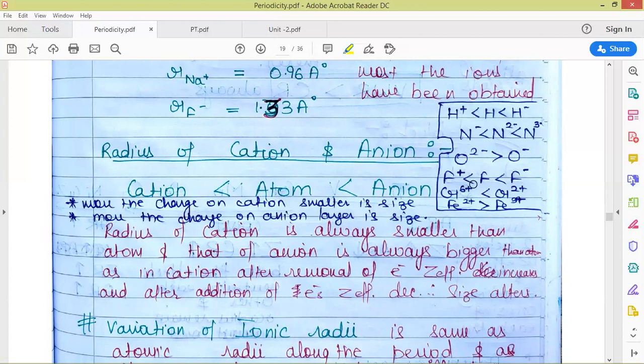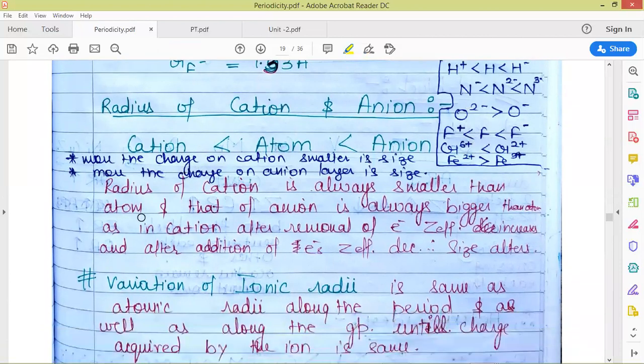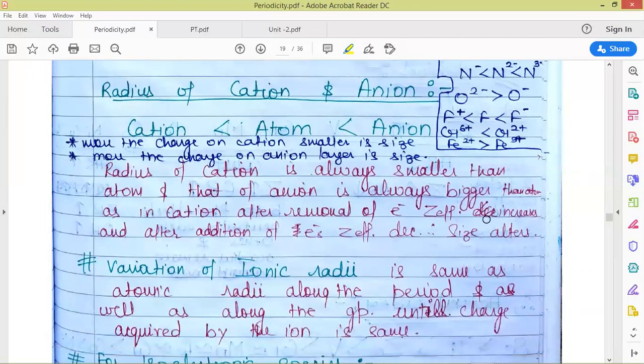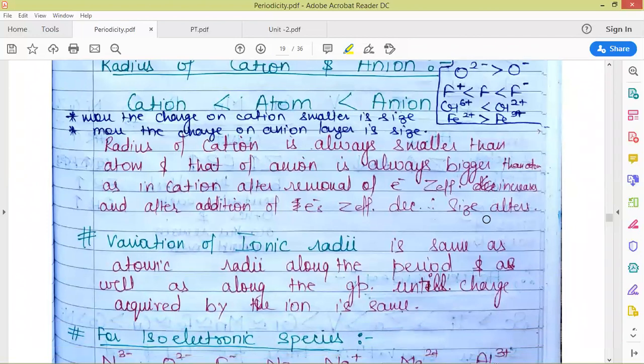So from here this has become the rule that an anion is always bigger in size in comparison to the atom, and a cation is smaller. The more the charge on a cation, the smaller is the cation, and the more the charge on an anion, the bigger is the anion. So the radius of a cation is always smaller than that of the atom, and that of an anion is always bigger. This is a rule to be memorized to attempt the questions based upon ionic radii.